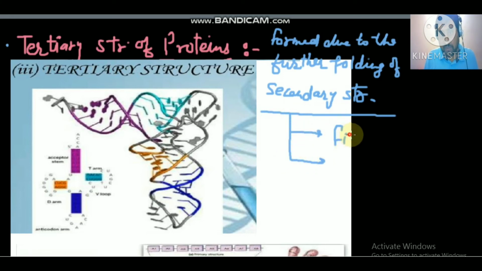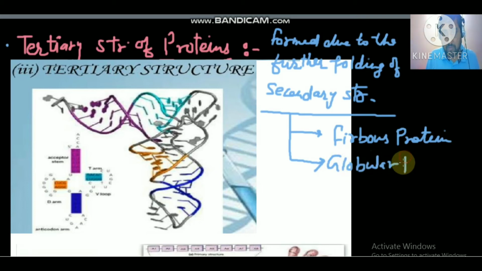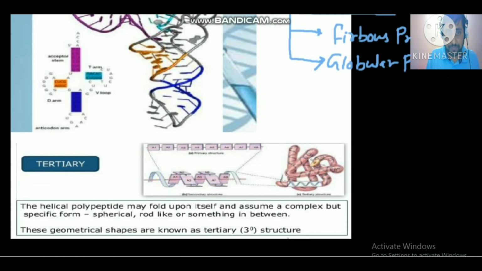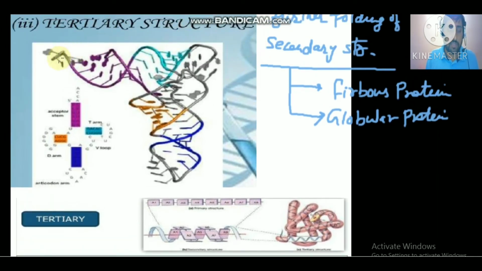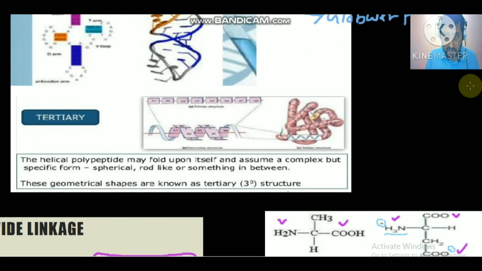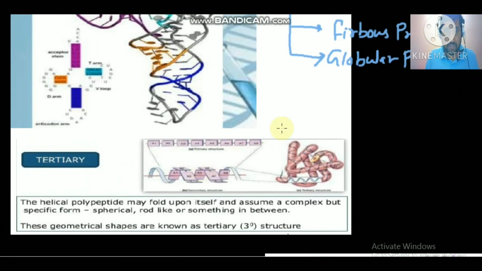When the folding is having a simple fiber-like structure, then it is fibrous protein. And if it is having a spherical shape, then we are having globular protein. And here we can see the diagram. This is the sequence of the secondary structure, which is further folding, and due to the extensive hydrogen bonding, they are combined to form the tertiary structure. Here you can see in this diagram the tertiary structure.